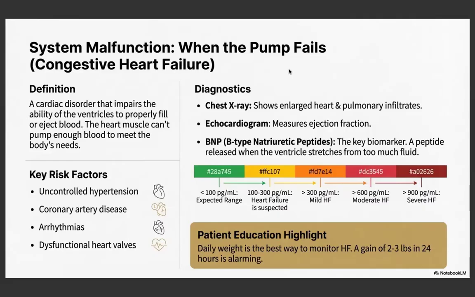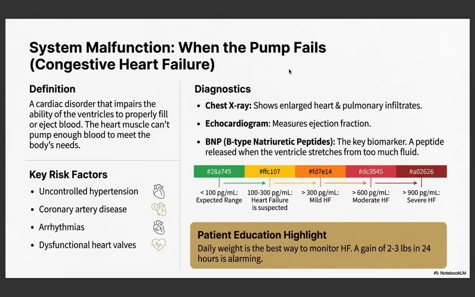So overall, heart failure is a cardiac disorder that is going to impair the heart's ability to eject blood out of the ventricles, which means that the heart is not going to get enough blood, and then the body is not going to get enough blood. We can see this in a few different ways. So I talked about that BNP, those natriuretic peptides. They are a biomarker that is actually going to be released when the ventricle stretches because of fluid overload. Down below is kind of the range of what we're expecting to see for heart failure.